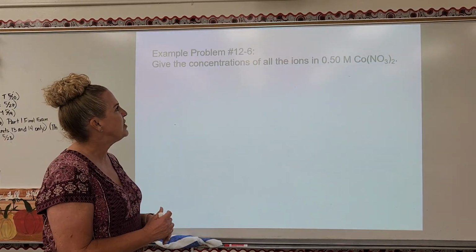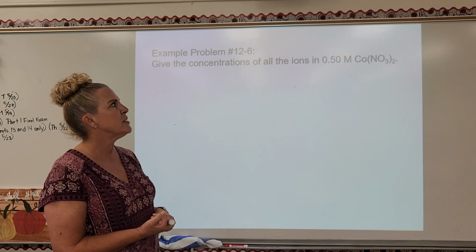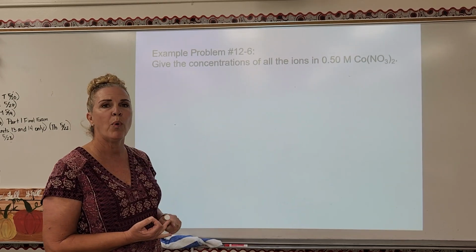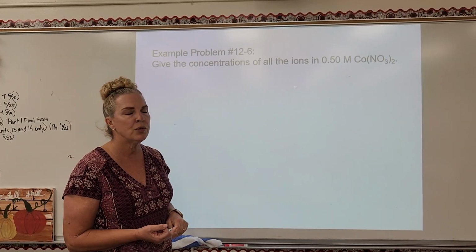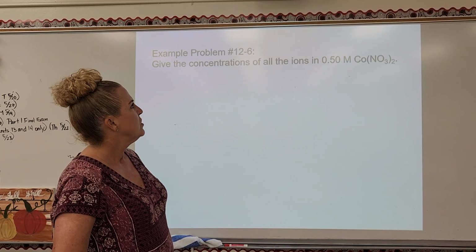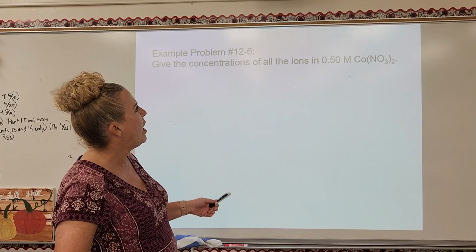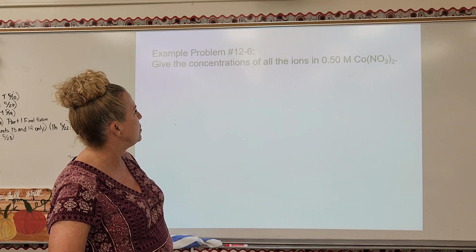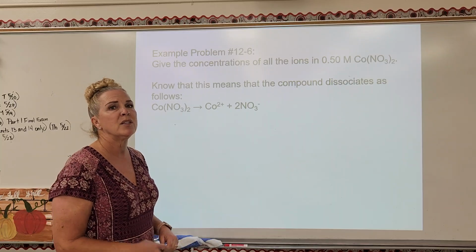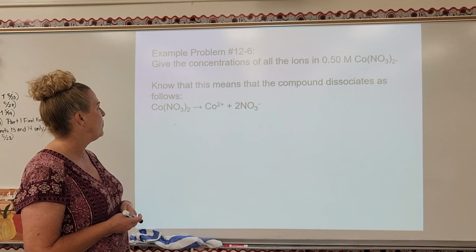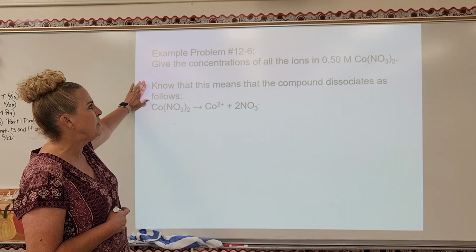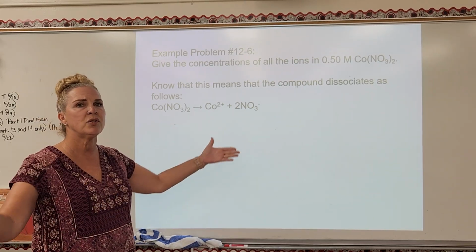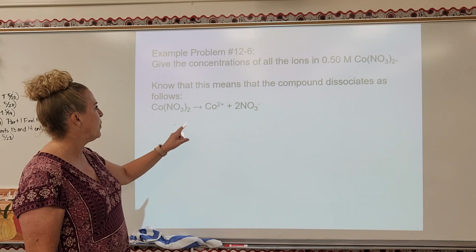12-6. Give the concentrations of all of the ions in a 0.50 molar cobalt-2 nitrate. So what are we going to do here? We need the concentrations. We are given the molarity of our substance. So one of the first things we're going to do is write a dissociation equation. So it's important that we know that this means that the compound is going to dissociate. To dissociate is to separate. And it's going to separate into its ions.